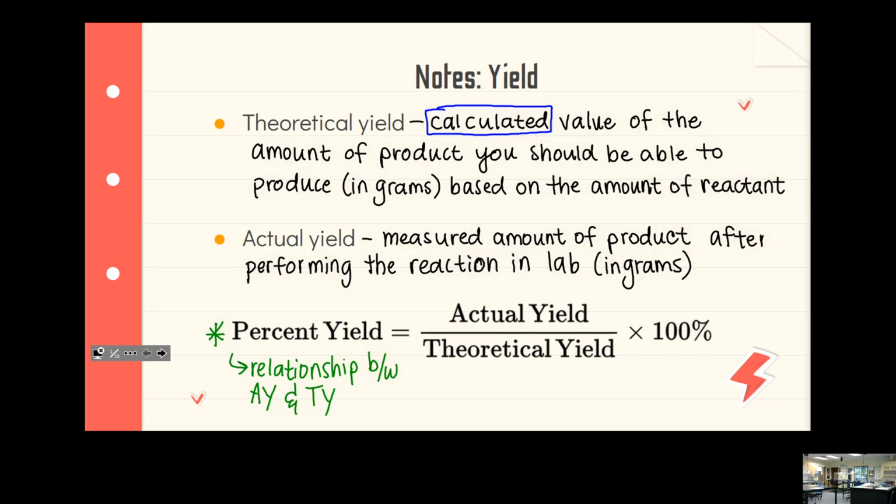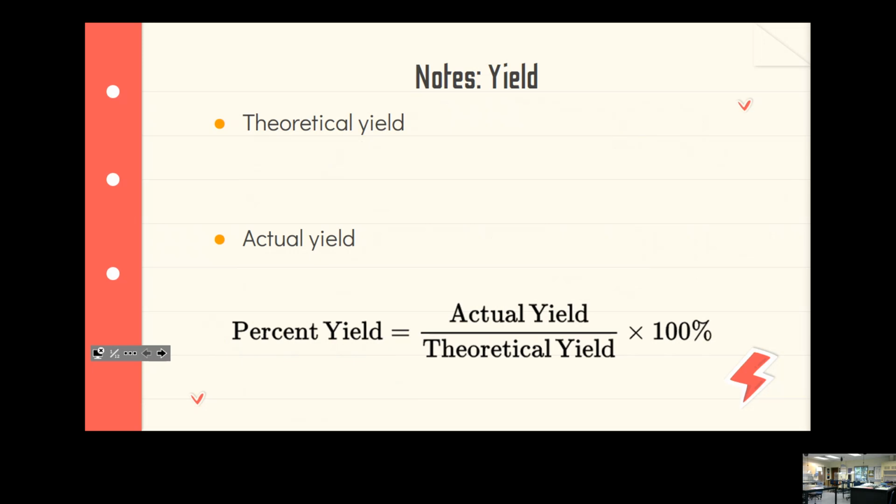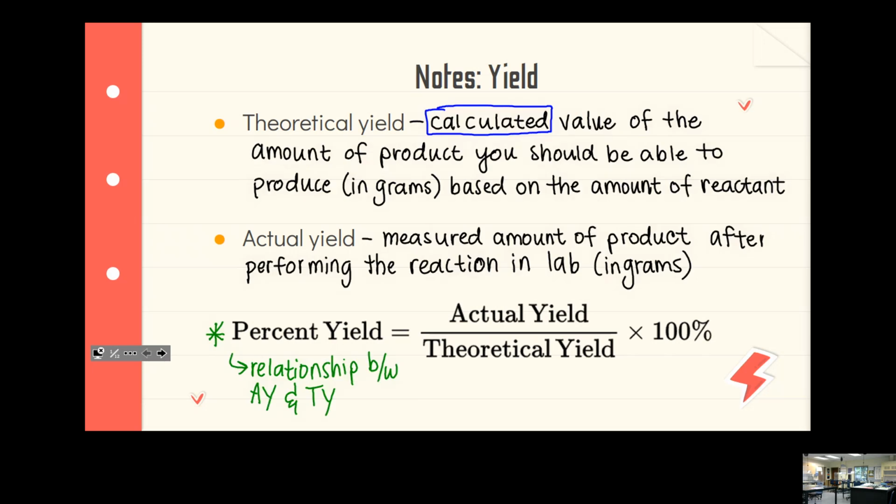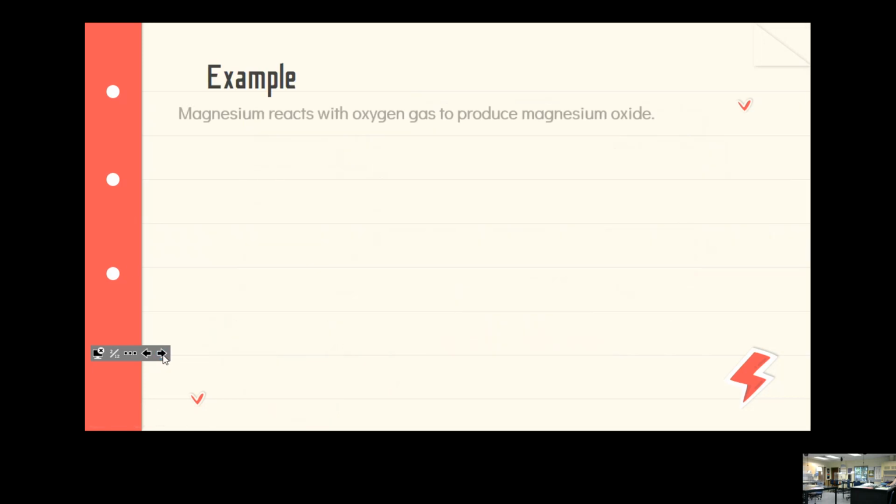So my percent yield just lets me look at kind of how you did in the lab, how your reaction went. The higher your yield means more product, right? Which means that it did go better. There was less chance that something was lost or a mistake was made. So let's look at what an example of this would actually look like. So we'll walk through one together.